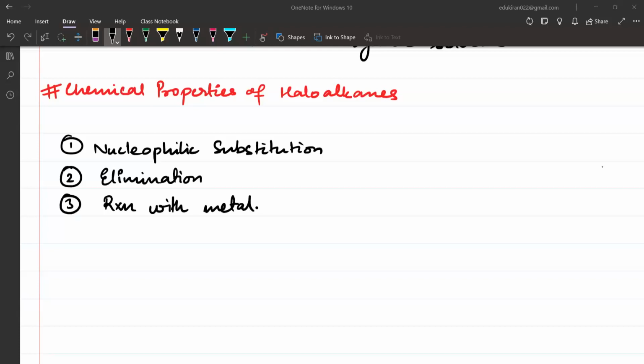Got this, guys? Yes or no? Please tell me. Okay, so we'll start with nucleophilic substitution on Saturday. No, tomorrow you don't have a class.